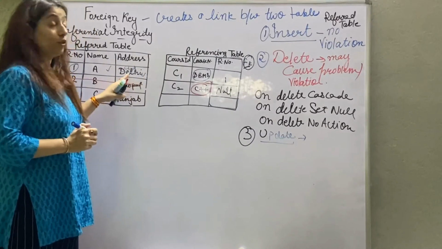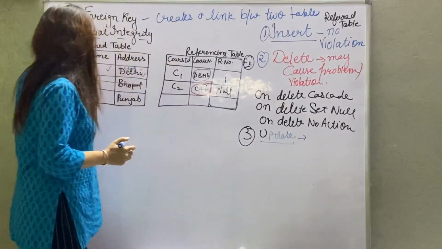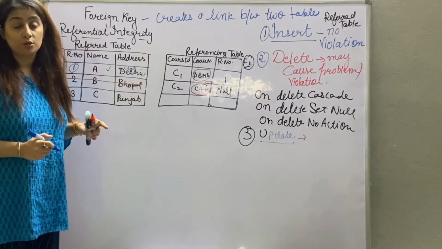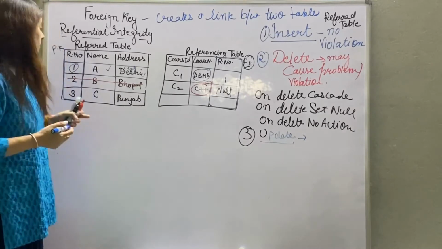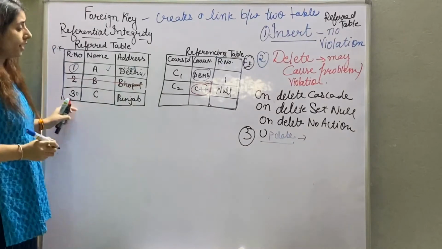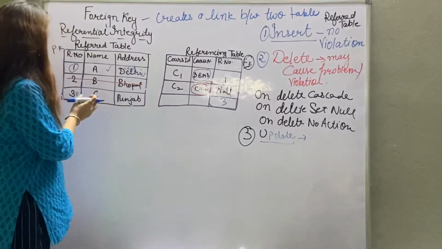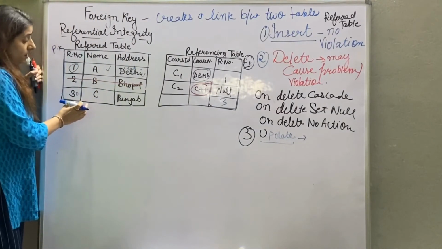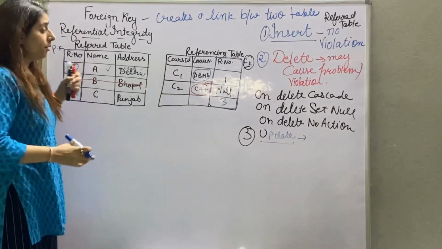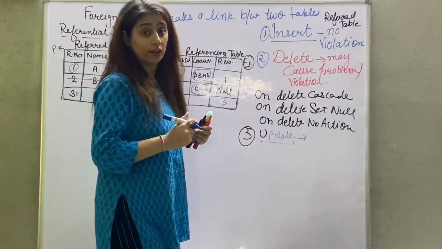If you are changing it here, then of course you have to update it there also, in your referencing table, otherwise it may cause a violation. Suppose you are updating this roll number and making it 30, but here it exists as 3. Then what will happen? It means a student with roll number 30 has taken admission here, but here it says roll number 3.